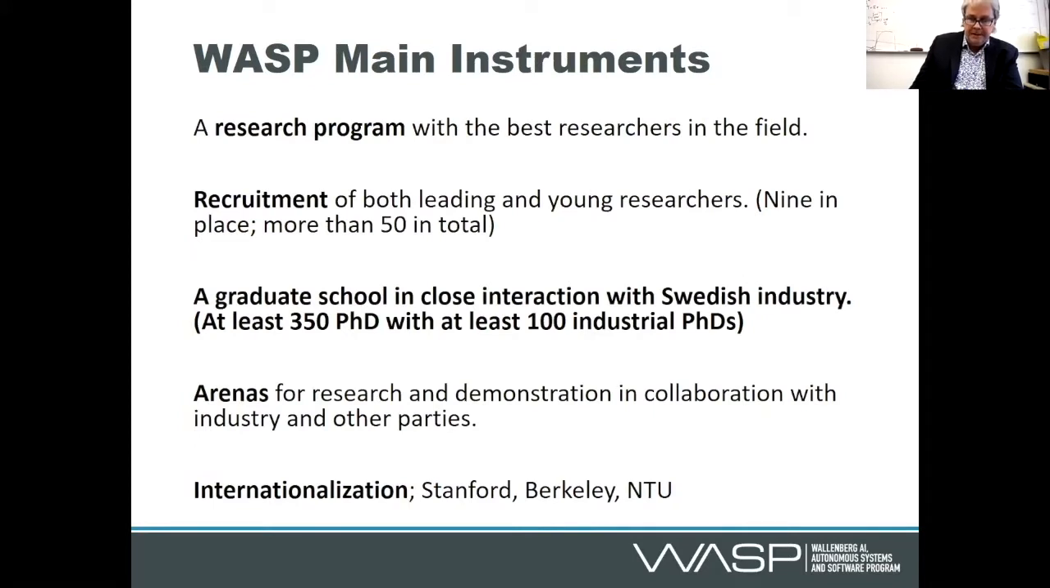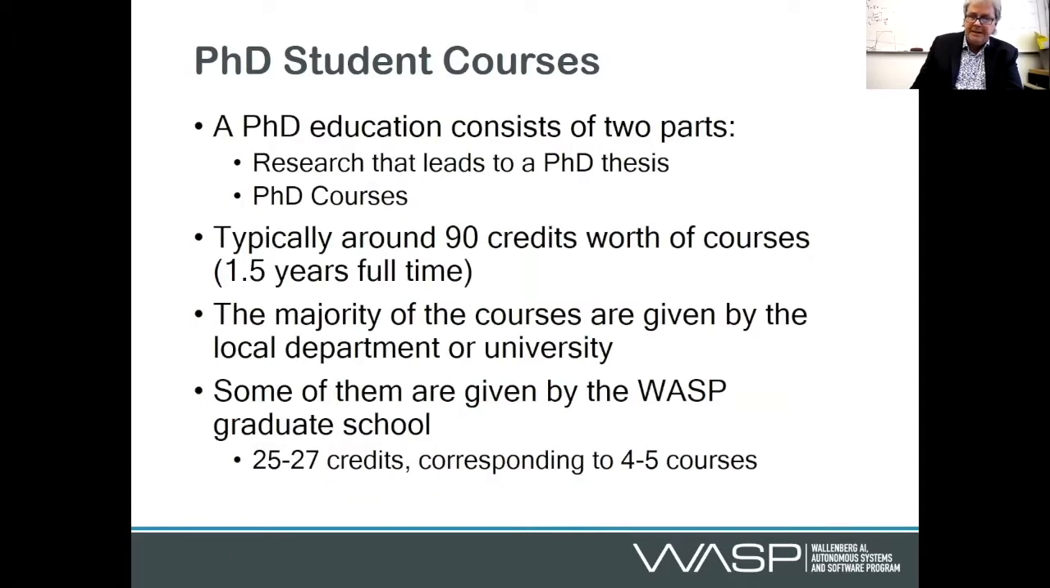Then we have the graduate school, and this is where the industrial PhD students will take their courses. A PhD education consists of 2 parts. One part is the research that is finally documented in the PhD thesis. The other part is the courses. Typically, a student has to take around 90 credits of courses, which corresponds to 1.5 years of full-time studies. The majority of the courses are given by the local department or university, but some are given by WASP, and they are part of the WASP graduate school. Out of the total 90 credits, WASP typically gives around 25 to 27 credits.